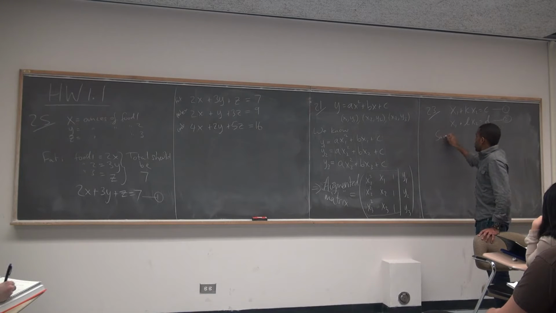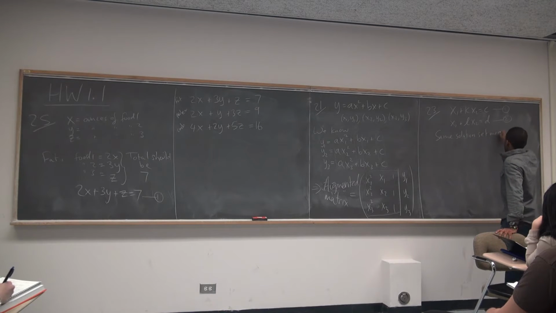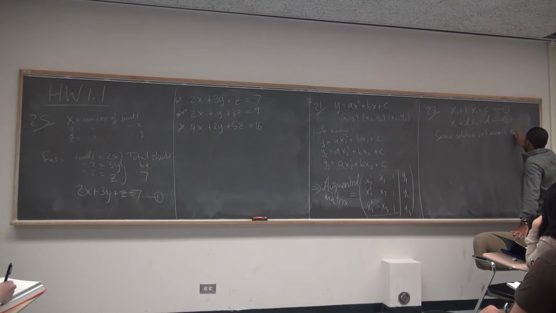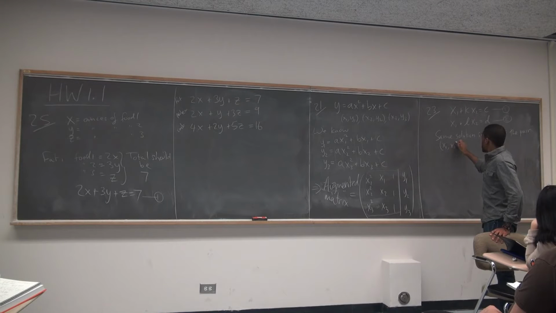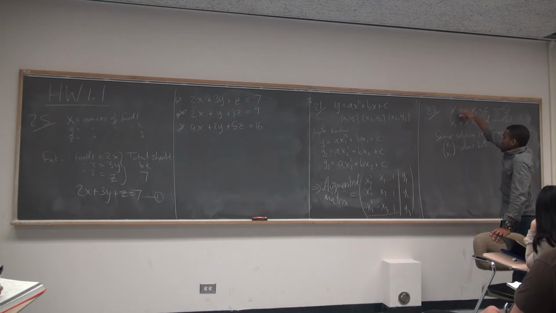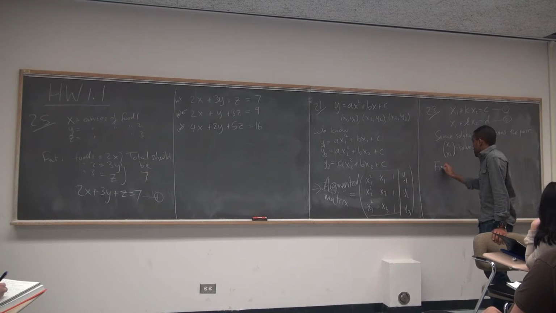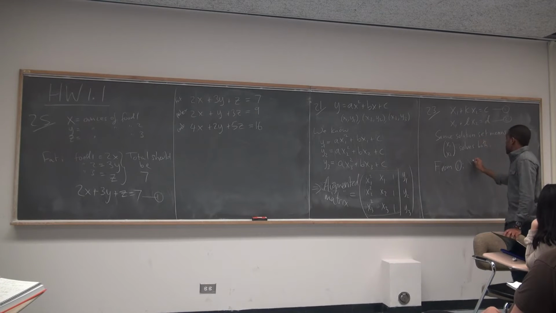So same solution set means what? Means the pair x1, x2, or you can think of that as a solution vector, x1, x2 solves both. Right, so you're thinking of this x1 is the same as that x1, this x2 is the same as that x2. What I can do is just actually try to solve it. From equation 1, I can say my x1 is equal to c minus kx2.